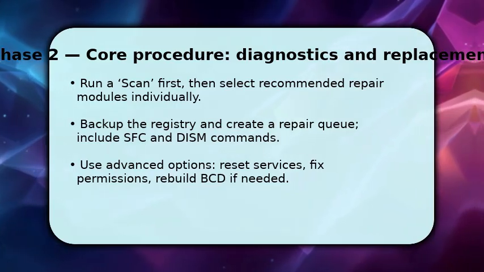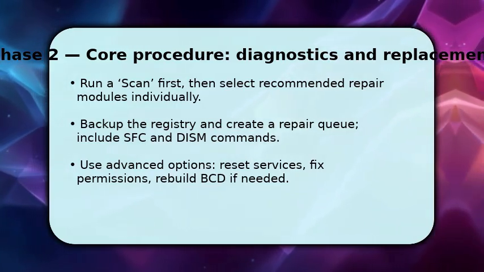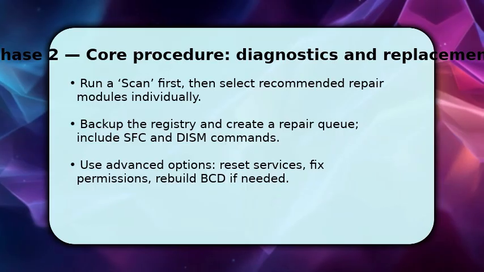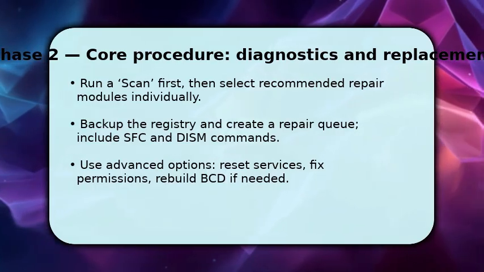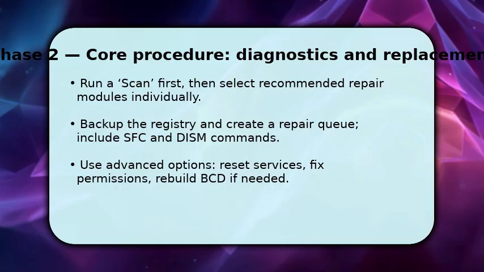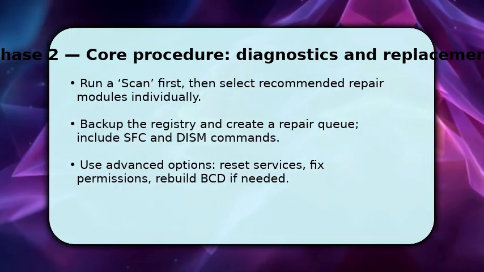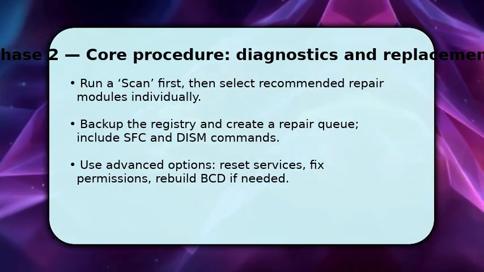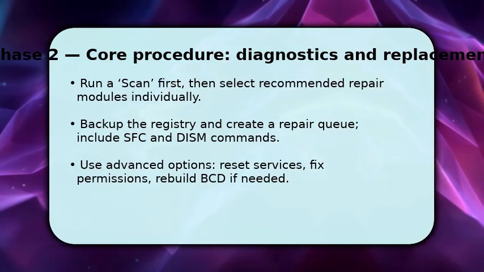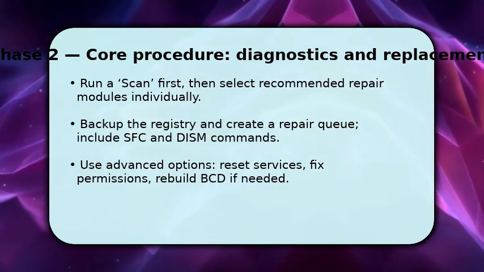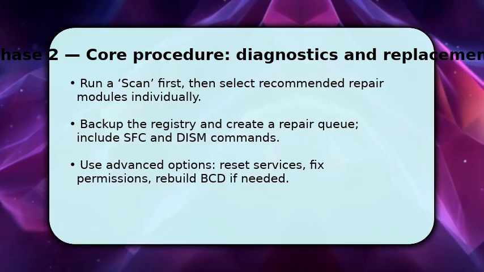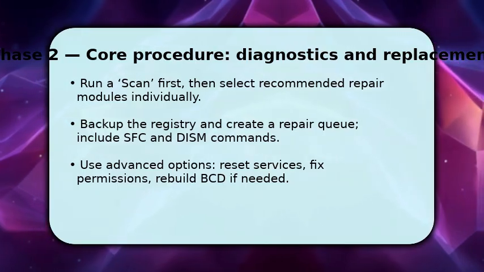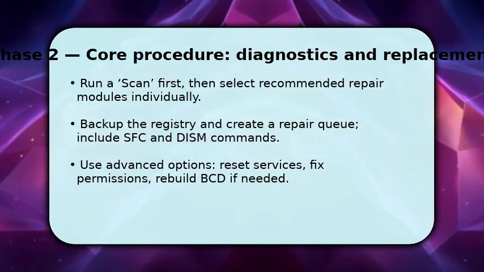Don't run everything blindly. Before executing, back up the registry and build a repair queue that includes System File Checker, SFC, and DISM commands. This repairs corrupted files and component stores. Use advanced options to reset Windows services, fix file and registry permissions, and, only if needed, rebuild the boot configuration data. These steps address deeper startup and stability.